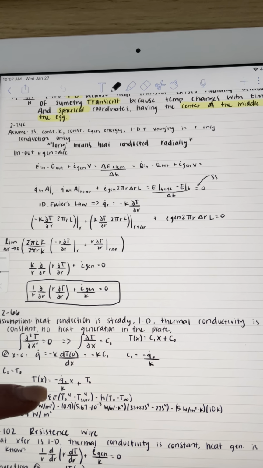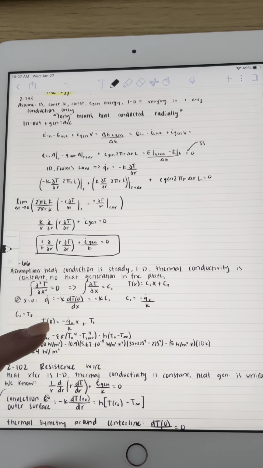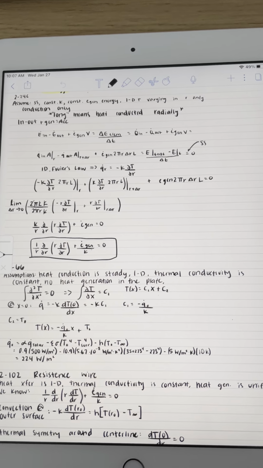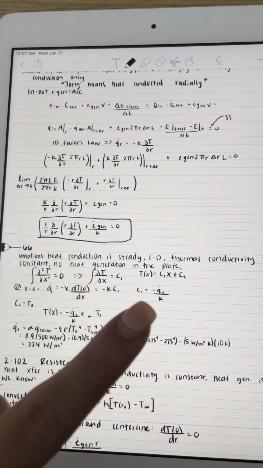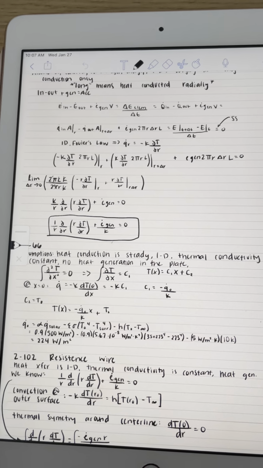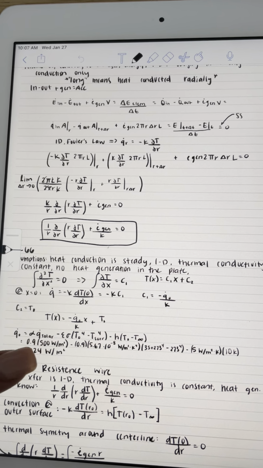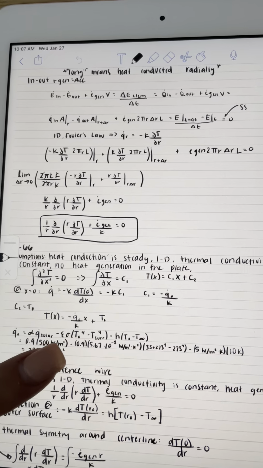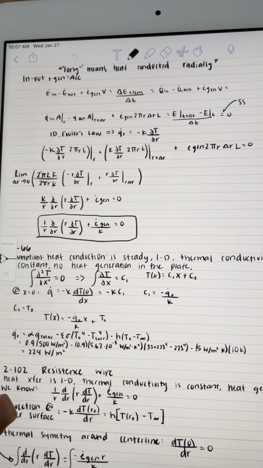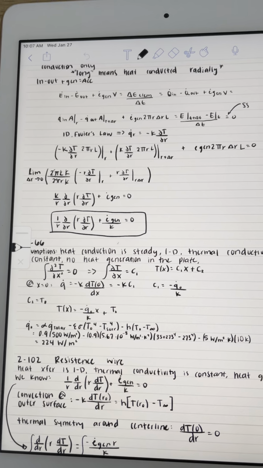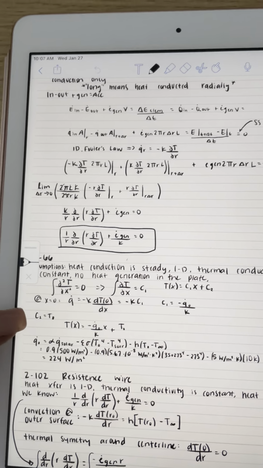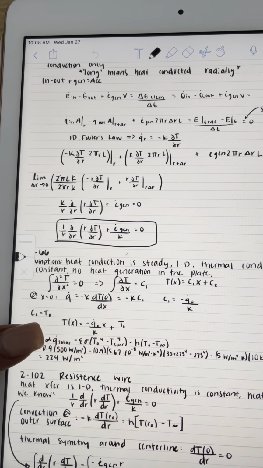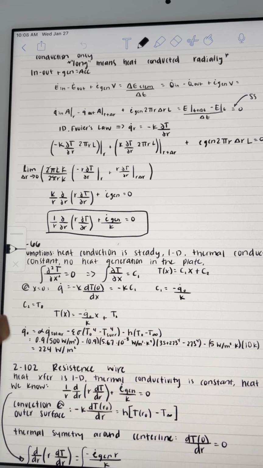So then for 2.66, we're assuming heat conduction is steady, one-dimensional, thermal conductivity is constant, no heat generation in the plate. So we know we can take the integral twice to get our C1 x plus C2, and the main bulk of it is finding what our C1 and C2 are. We find that C1 equals our heat generation over k, and our C2 equals our initial temperature, and we can plug that all into our T(x), or our value of temperature with respect to x, and we get this equation down here.